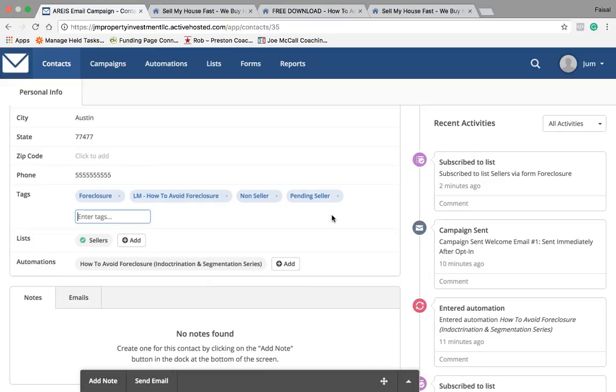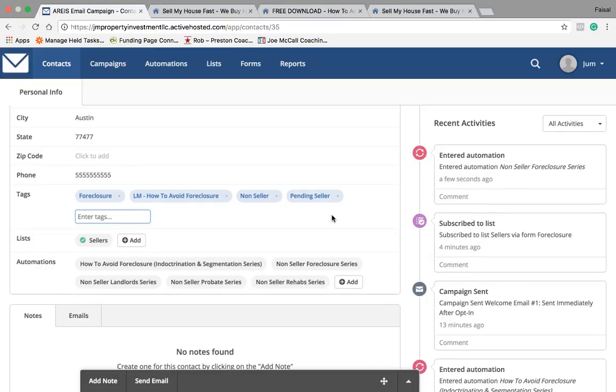Right? This will let the system know that there was a deal on the table, and now the person doesn't want to sell anymore. Or even if there was no deal on the table, let's say you gave a figure, and they decided they don't want to take you up on the offer. You still need to come in here and apply a non-seller tag, and I'm going to show you why. As soon as you applied the tag, it ended one of the automations and it put them in a non-seller foreclosure series.